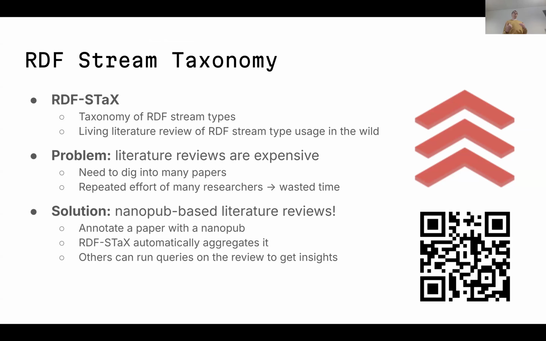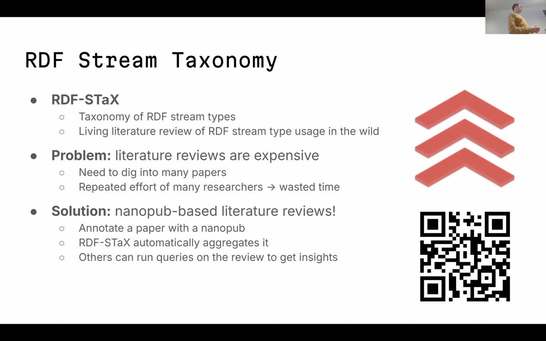So let's say the Apache Jena Riot library uses streams of triples and streams of quads, but not streams of graphs. And the problem is that literature reviews are very expensive to do. Like I also mentioned, you need to dig into many papers. And then when I do this literature review, I will not share this Excel file with, let's say, Tobias, who might also want to do a similar literature review. So Tobias has to do the same exact thing as I did. And that's just wasting scientist time.